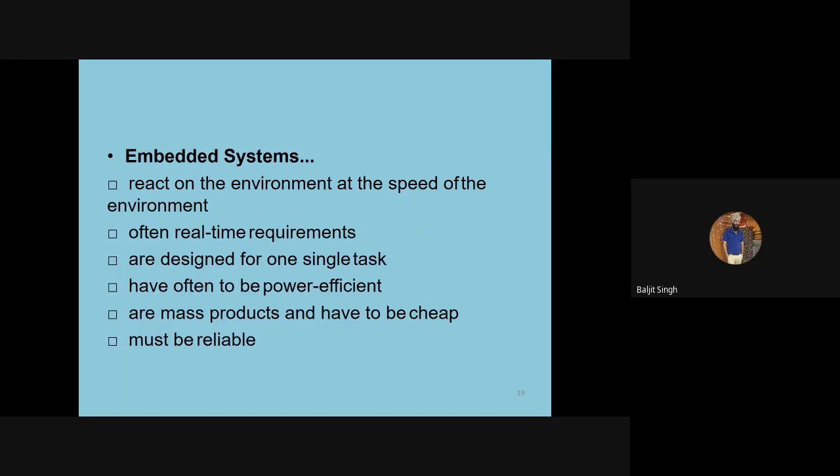So as we discussed earlier, they are mass products. No embedded system is designed for just one or two units. If they are used for automobiles, cars, mobile phones, or any other factory or industry, they are produced in masses and they have to be cost effective. They must be reliable also. That means they should be able to be used for many years without any failure.